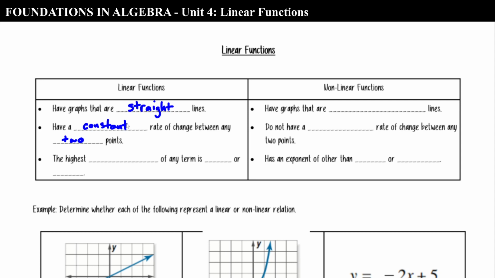Now, the highest degree of any term, if you're looking at an equation, has to be 0 or 1. So remember, a degree is your exponent. Your exponent cannot be any bigger than 1 for it to be a linear function. So if you have an x to the second or x squared or an x to the third or x cubed, you cannot call that a linear function. That would be a non-linear function.